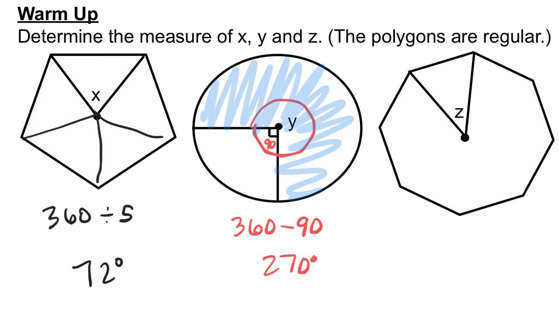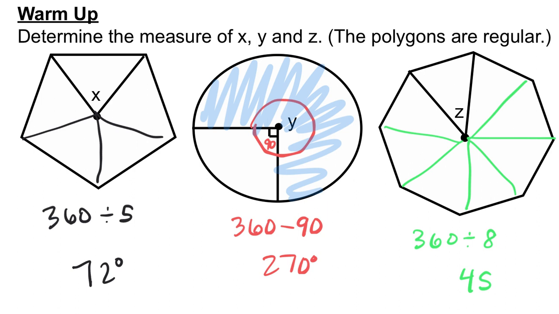And then for the final one, if you take a look at what kind of shape you've got, if you draw in all of your angles and you count them up, you've got 8. So if you do 360 divided by 8, you get 45, which is your answer for the last one.